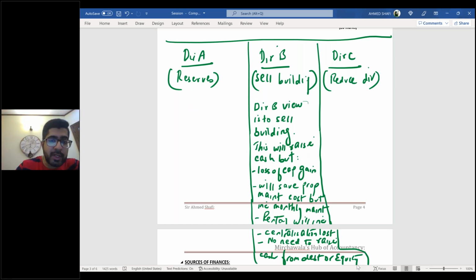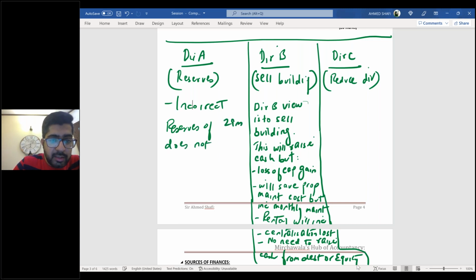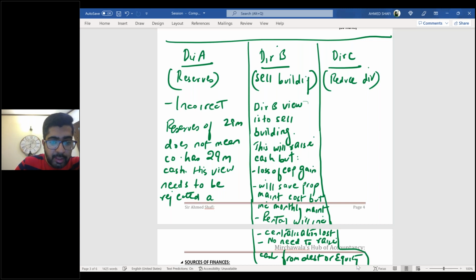Okay, come to Director A's view. His view is to use reserves of 29 million to fund this. Now, his view seems completely incorrect, because reserves of 29 million does not mean the company has 29 million cash, right? Reserves doesn't mean you always have that cash available. Reserves of 29 million doesn't mean you have cash of 29 million. So how will you fund this investment? You need 25 million. Reserves may be non-cash as well. So his view needs to be rejected, as we can't fund the investment through his view.